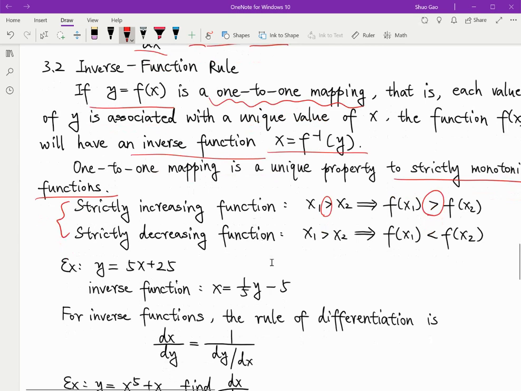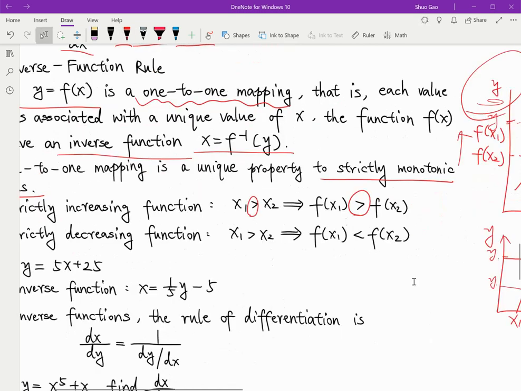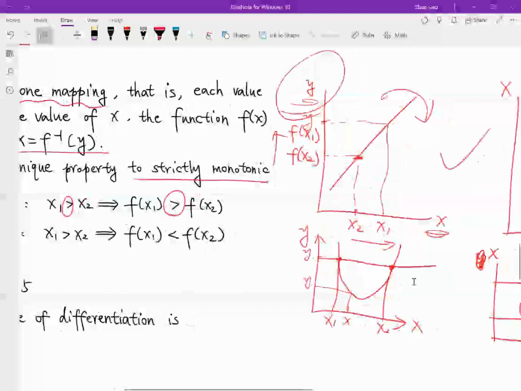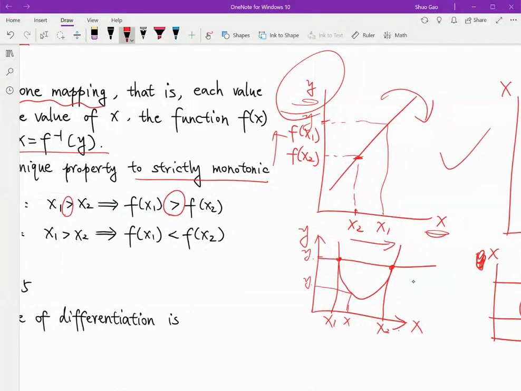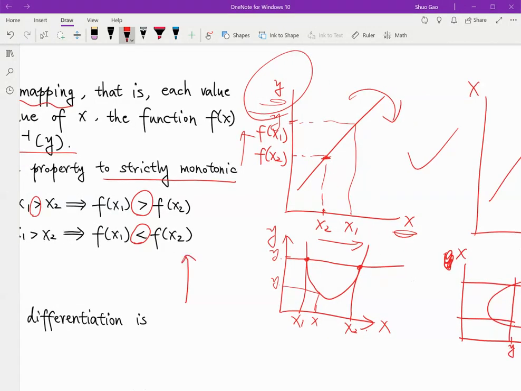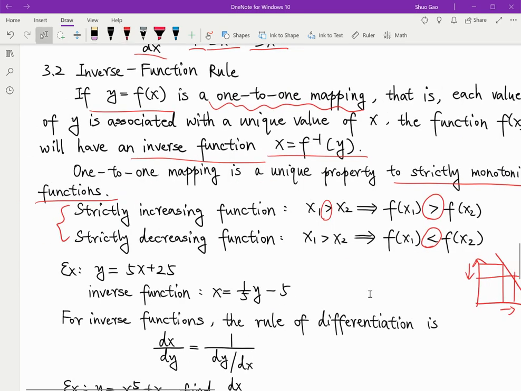And the second is called a strictly decreasing function. That means when x increases, the value of y strictly decreases, so there's a smaller sign here. An example is a downward sloping curve: when x increases, y decreases. So only these two kinds of functions, strictly increasing or strictly decreasing functions, have the one-to-one mapping and have the inverse function.